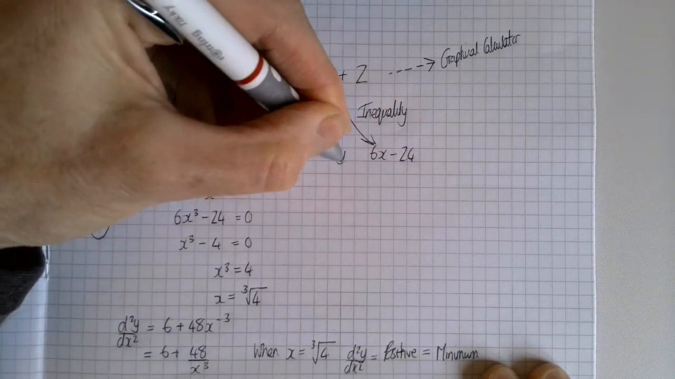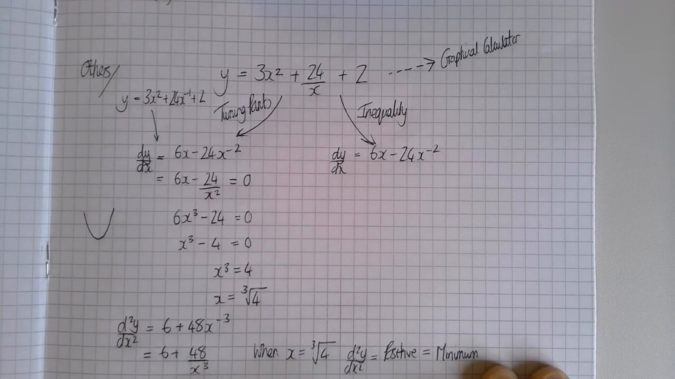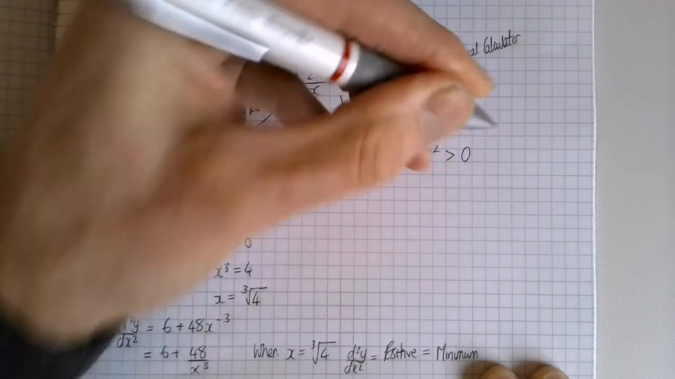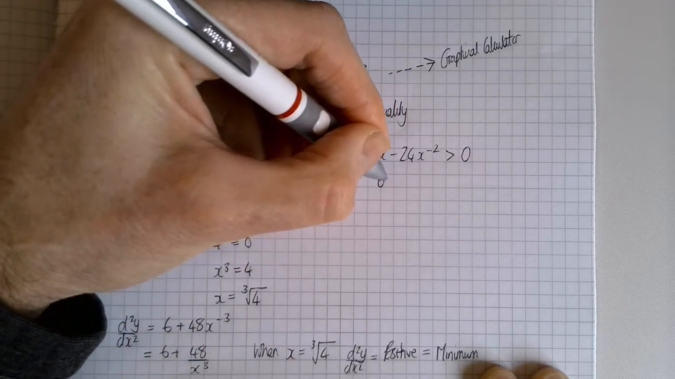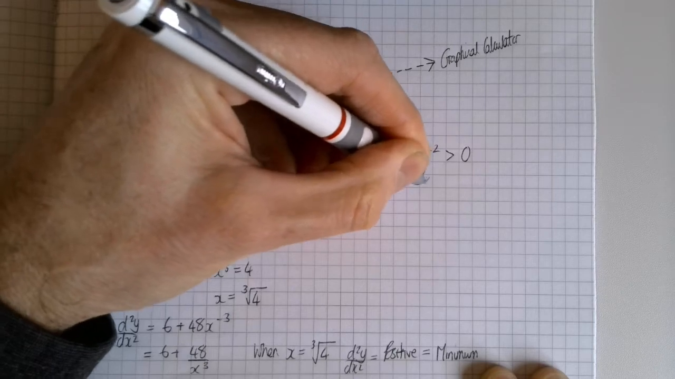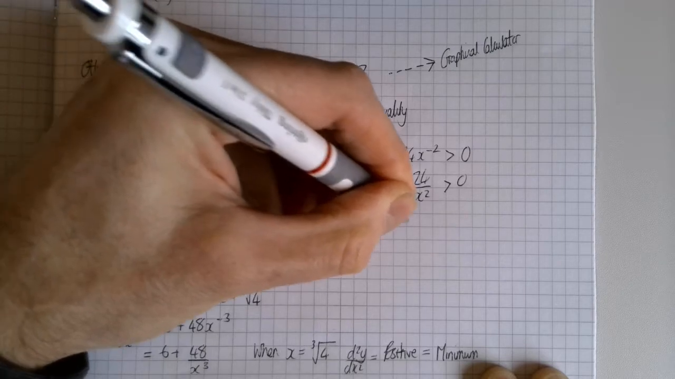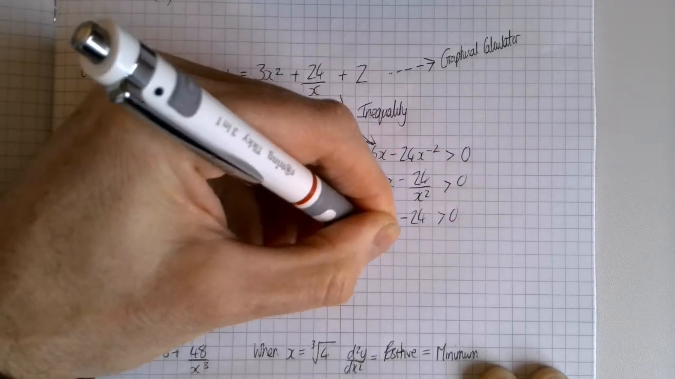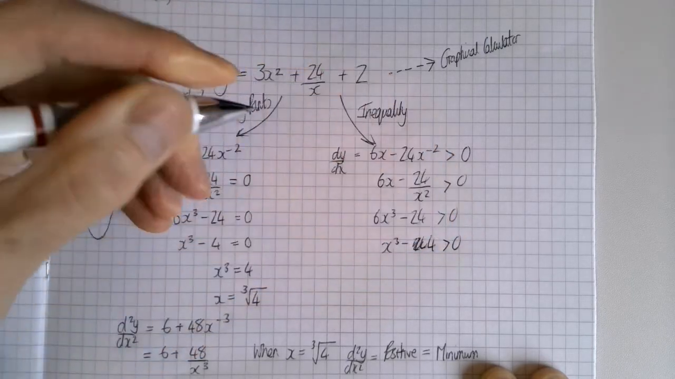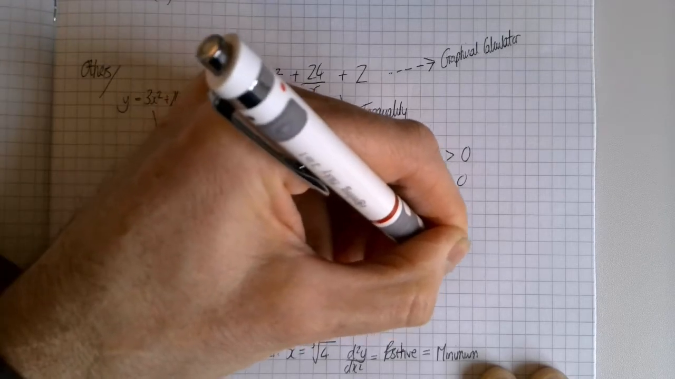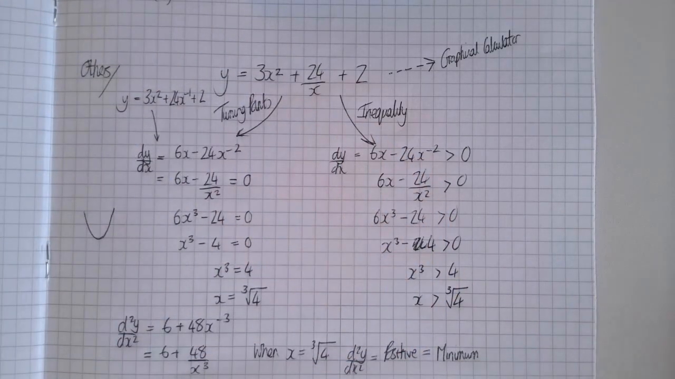That's dy by dx. And if I'm looking for where it's increasing, I'm looking for where that's greater than 0. So not where it's equal to 0, but where it's greater than 0. And obviously the process is pretty much identical to the turning point process. So I'm going to multiply by x squared. I'm going to divide by 6. And there's my answer straight away.